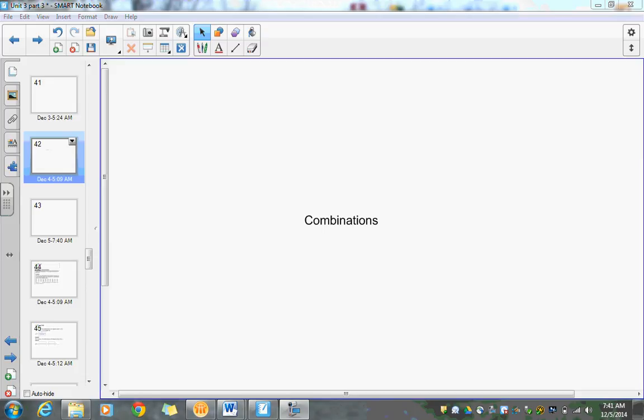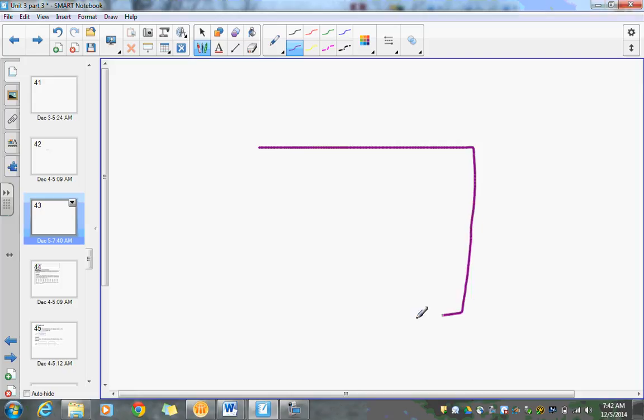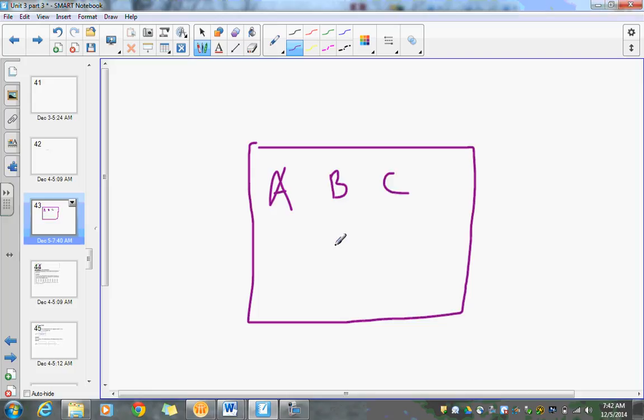Okay, in this video we're going to be talking about combinations. So let's go and get started with an example. If you remember from the last video on permutations, I started off with a box where I had a few letters in here: A, B, C, D, E. I'm just going to stop with F. I think I might have had 7 letters, but anyway, so I have 6 letters.